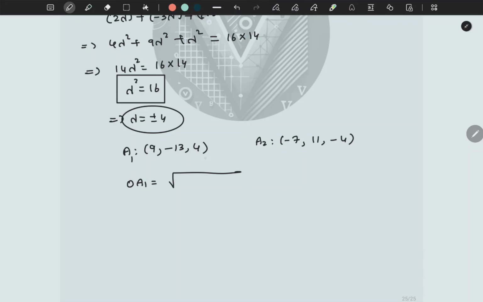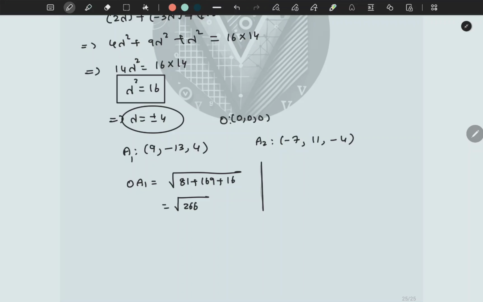The coordinates of the origin are 0, 0, 0, dear students. So 9 minus 0 is 9, 9 squared is 81. Minus 13 minus 0 is minus 13, squared is 169. 4 minus 0 is 4, 4 squared is 16. So 81 plus 169 is 80 plus 170, 170 plus 80 should be 250. 250 plus 16 should be 266, if I am right.